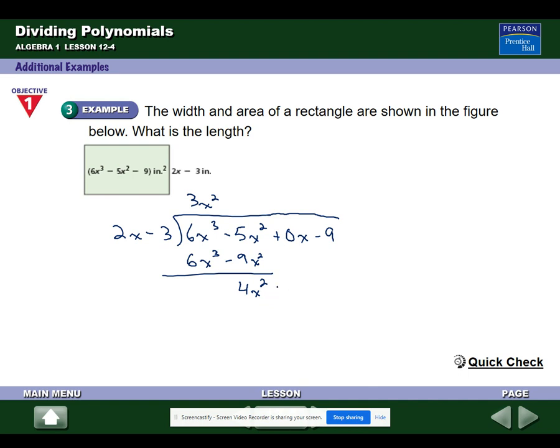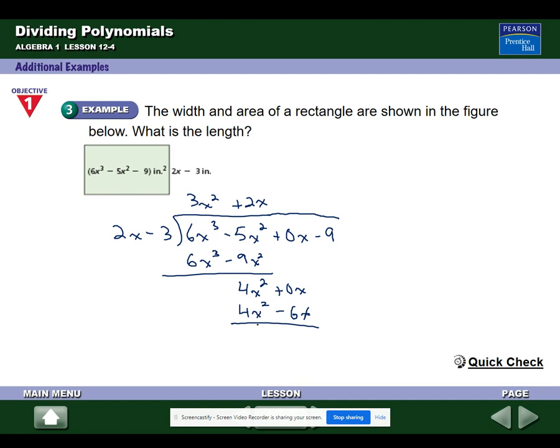Then we're going to bring down that plus 0x. And even though it's 0, we still need to bring it down and go through the process one time to get what is going to be the linear term here. How many times does 2x go into 4x squared? Well, that would be 2x. 2x times 2x is 4x squared. And then 2x times negative 3 is negative 6x.